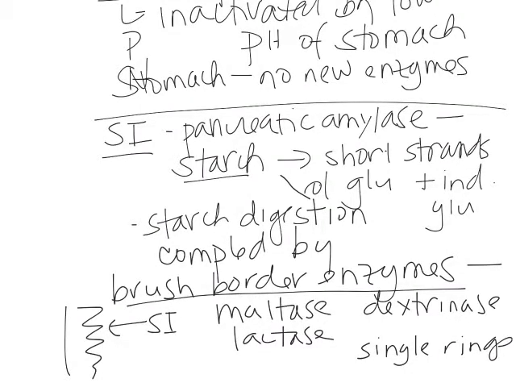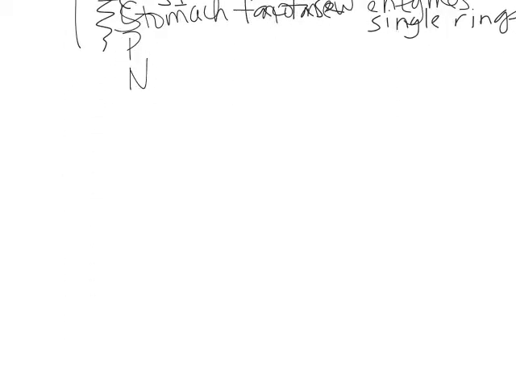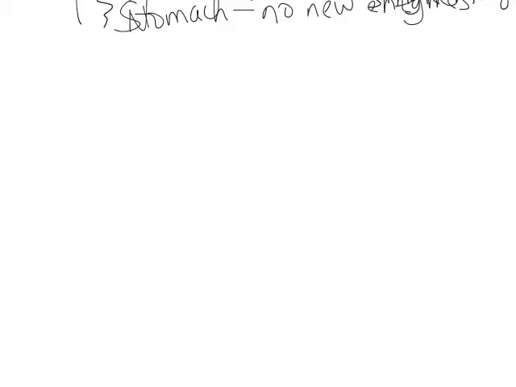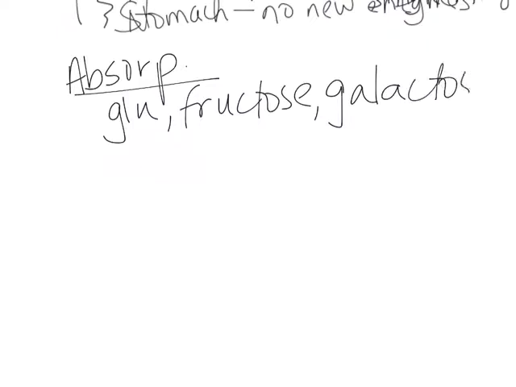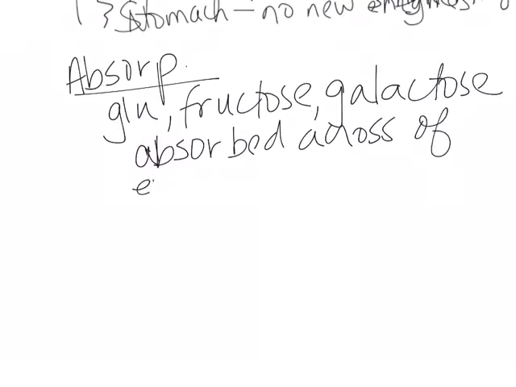Okay, now how are carbohydrates absorbed? Let me get rid of that. Okay, so now absorption. What happens is glucose, fructose, and galactose will be absorbed across the epithelium of the small intestines and into blood.